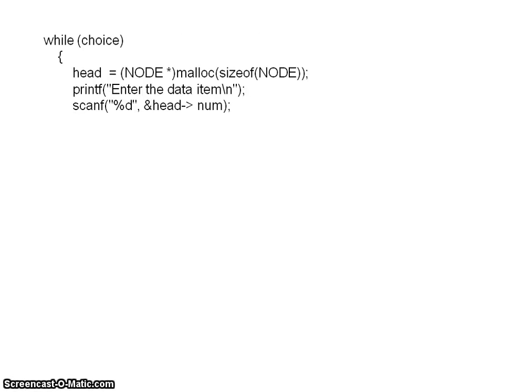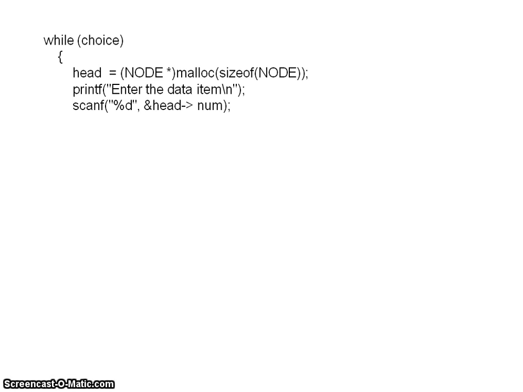So here is the program for how we can create a new node. We can see that it is while choice, that is while 1, which means it is true, so it will enter inside the while loop and will create a node with this instruction: head = (Node *) malloc(sizeof(Node)). So the newly created node's address will be stored in the pointer variable head.